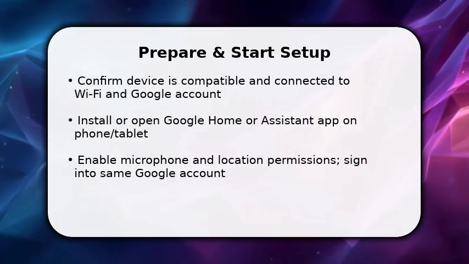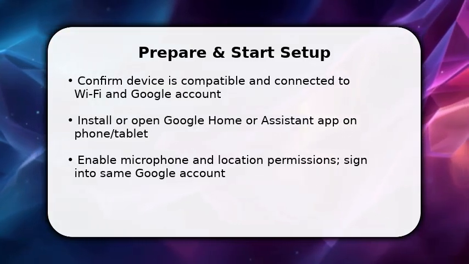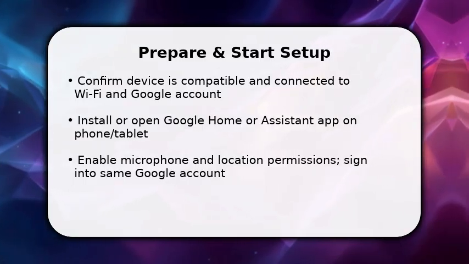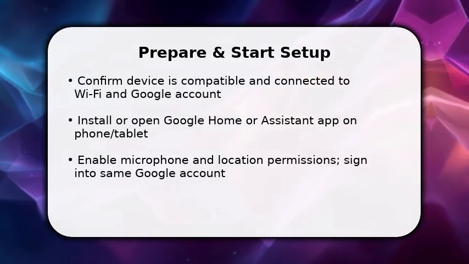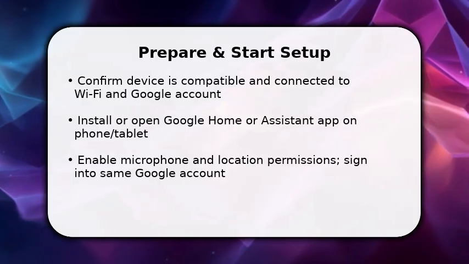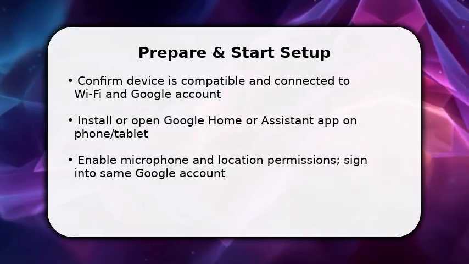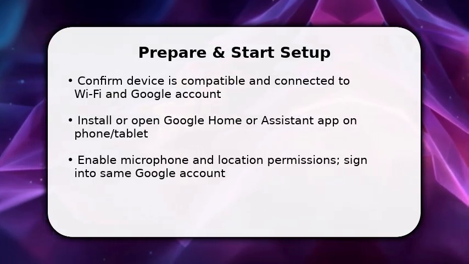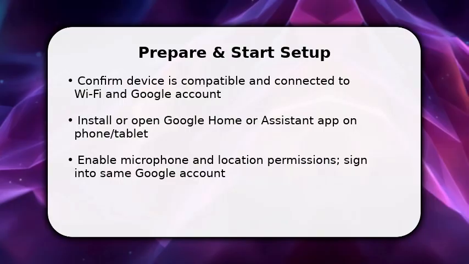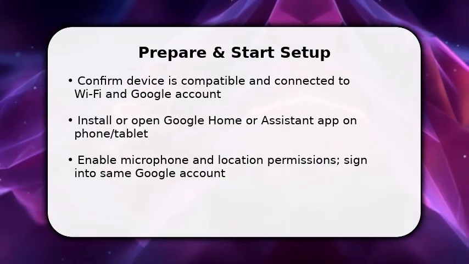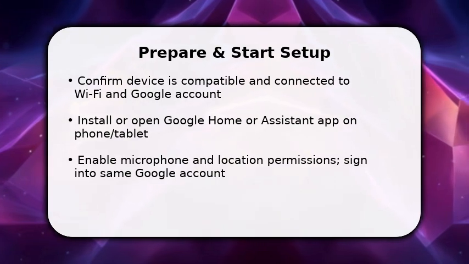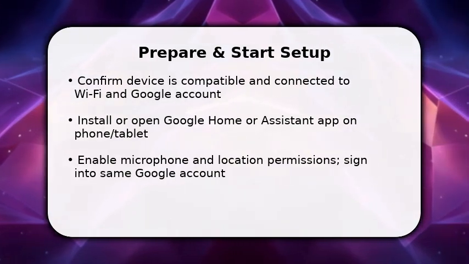You begin by making sure your device is ready, connected to Wi-Fi, signed into the correct Google account, and running the Google Home or Assistant app. Once you open the app, tap the plus or device icon to add a new device and follow prompts. This creates the connection. Make sure location and microphone permissions are allowed, because Google Assistant uses them to discover devices and provide local results. If you hit a permissions prompt, accept it to continue the setup flow.